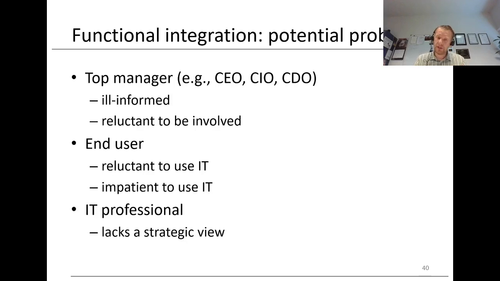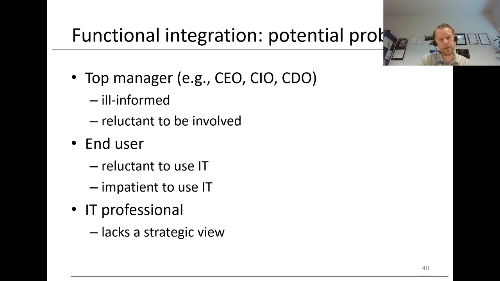Obviously, unfortunately, I should say this comes with problems, right? Because getting this all aligned and getting a good fit between all these different things, there are some potential problems. Top managers like the CEO, the chief executive officer, the CIO, the chief information officer, or the chief data officer, the chief risk officer, whatever type of officer, may be ill-informed about new IT developments. And when you're ill-informed about something, then you're not keen on using it.